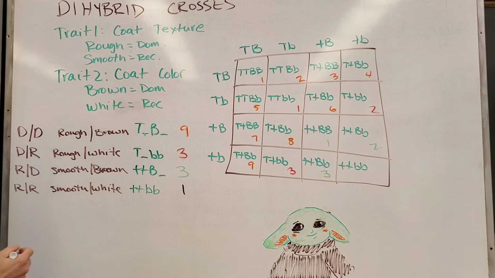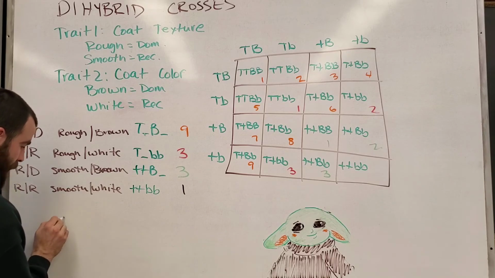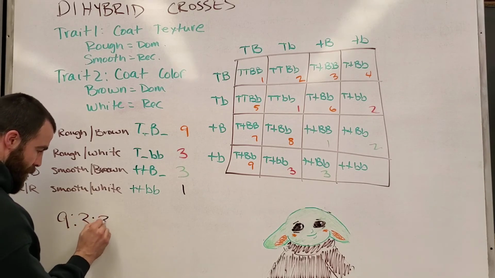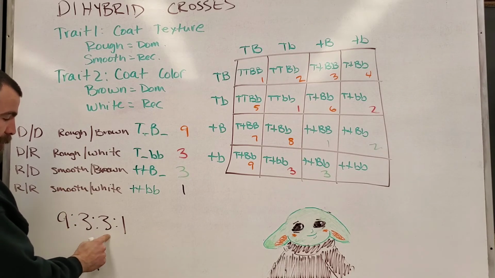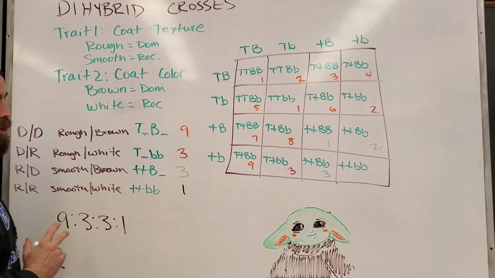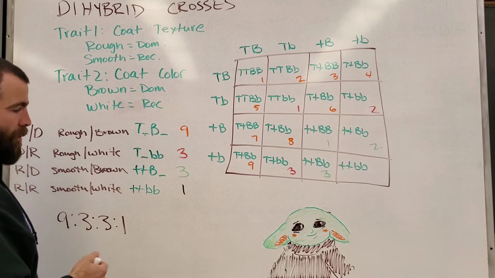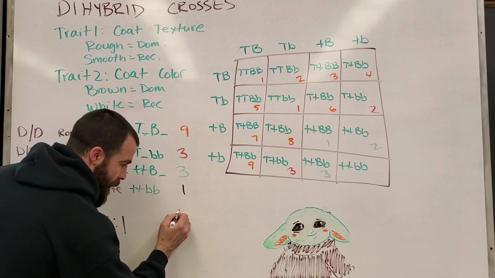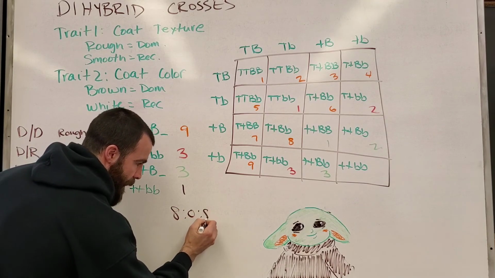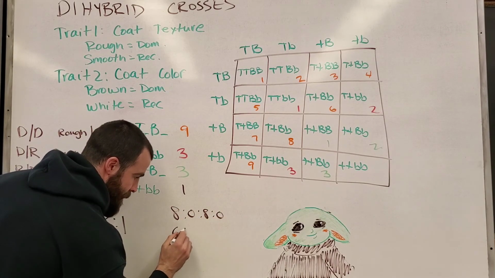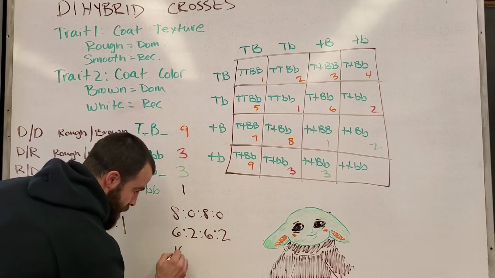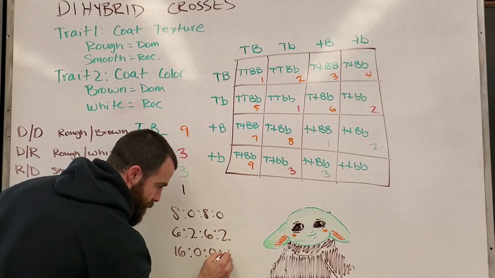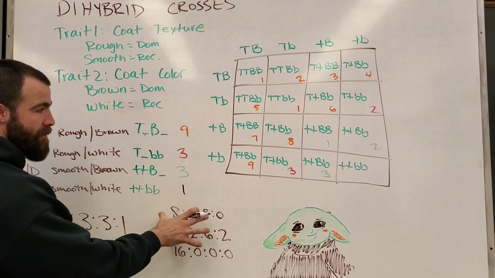So our phenotypic ratio is going to be 9 to 3 to 3 to 1. When you have parents who are heterozygous for both traits, it's always going to be 9 to 3 to 3 to 1. Usually with a dihybrid cross, you're going to have a ratio something along the lines of 8 to 0, or 6 to 2, or 16 to 0 to 0 to 0. It's going to be some combination of even numbers.